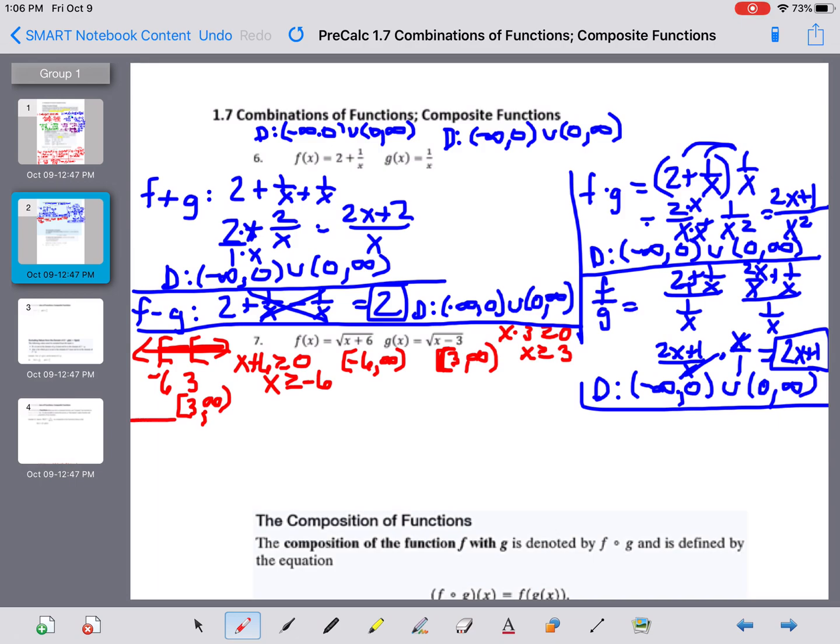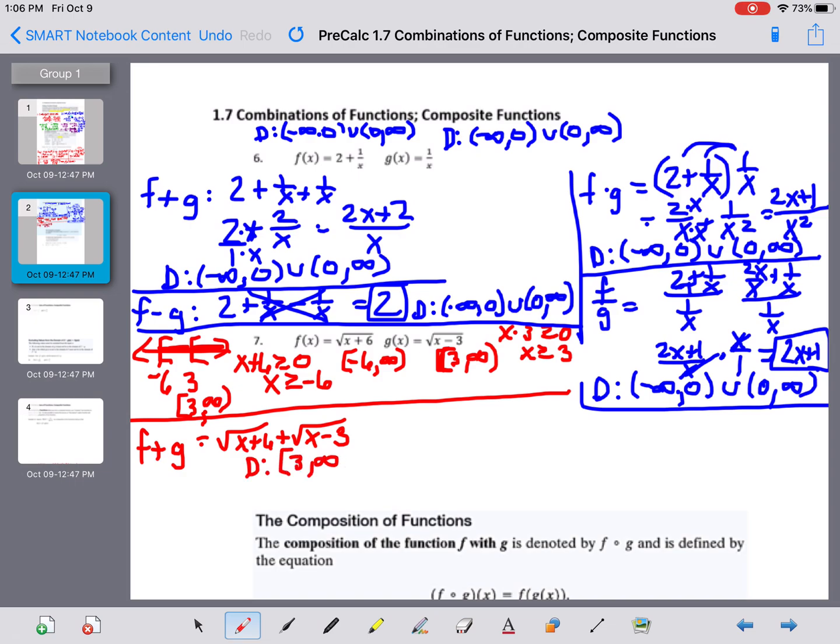Okay, so we've only worked with domain yet. We haven't even started our operations. So f plus g. So I'm going to get square root of x plus 6 plus the square root of x minus 3. Is there anything I can do to join those? No. That's it. That's the addition. What's my domain? Well, it has to be the most restrictive, which is going to be the 3 to infinity.